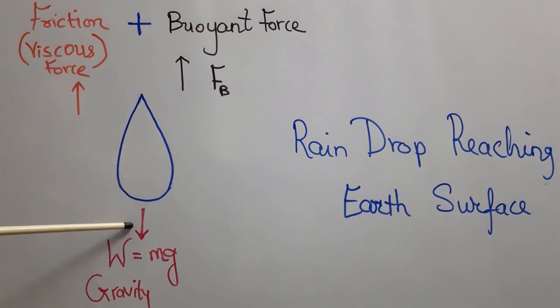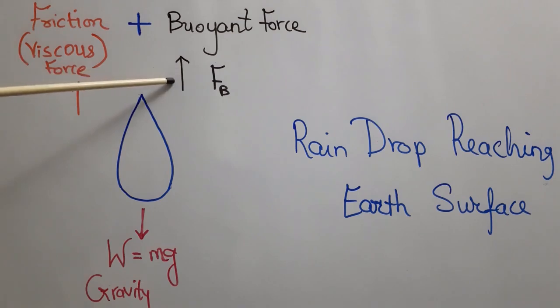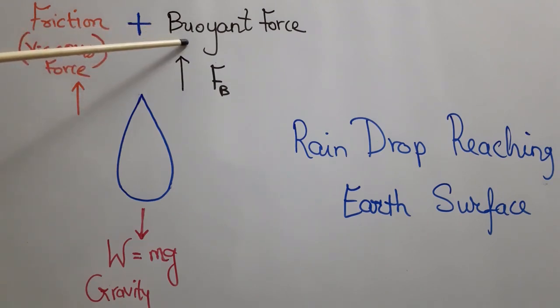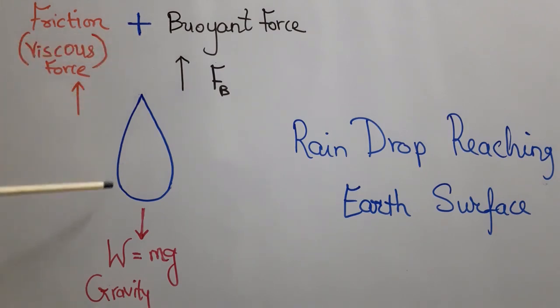First is the downward force, its weight due to gravity. Upward force, frictional force applied by air molecules. In case of fluids, frictional force is termed as viscous force. Upward force, we have buoyant force applied by air molecules, right? In this case, if we add up friction and buoyant force, then we will get the sum exactly equal to the weight of the raindrop.